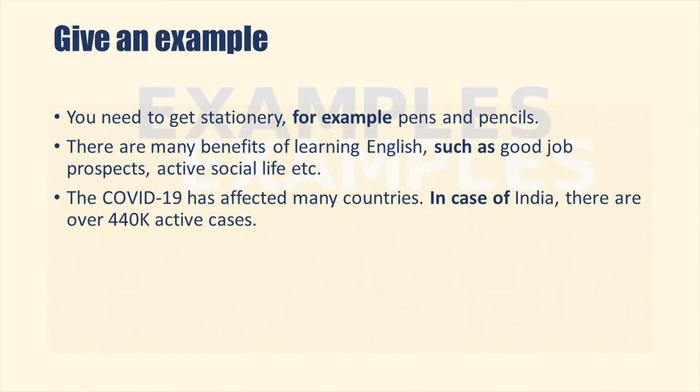Now, the next sentence is, the COVID-19 has affected many countries. Okay, so here I'm talking about many countries, but I'm not saying which one. So to give an example, I'm using the phrase in case of. Okay, so in case of India, I'm citing India as an example. In case of India, there are over 440,000 active cases. So that gives an estimate of how some countries have been affected. Okay, so that's to make it more clear.